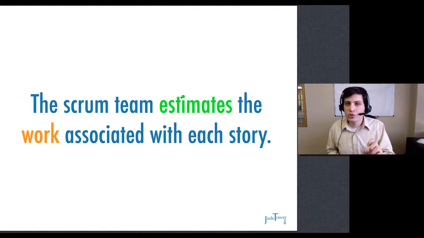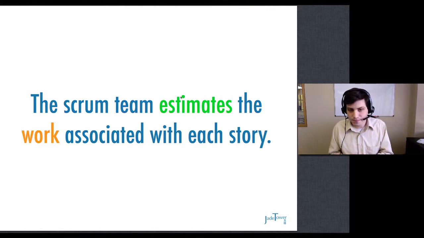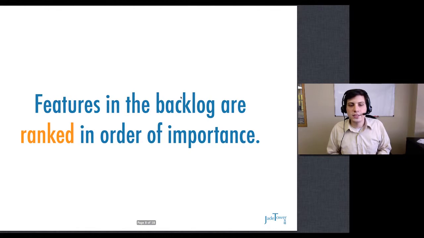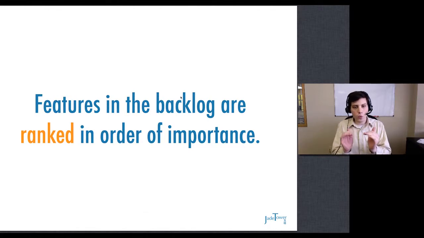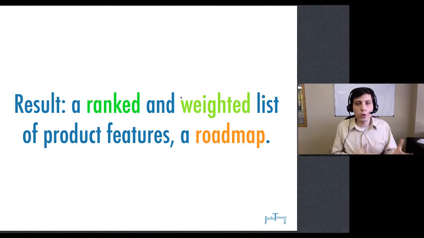So somebody needs to be able to do something within the system, and we build functionality towards that user story. The Scrum team, which is a model of Agile development, estimates. So basically the team that's in charge of the project estimates the work associated with each story, not the entire project, but each story. And the features in the backlog are then ranked in order of importance. So we're doing some prioritization there, and then the result is a ranked and weighted list of product features, what a lot of people call the roadmap.